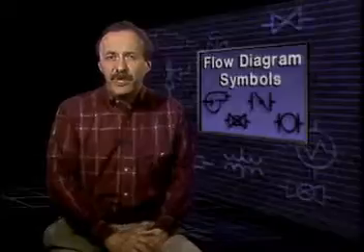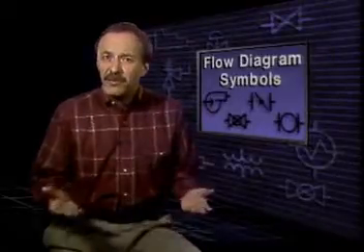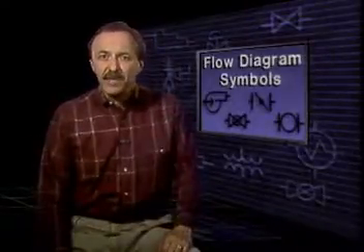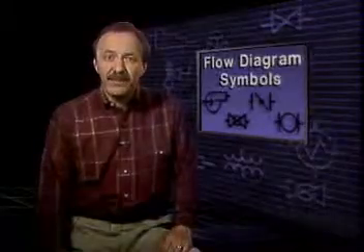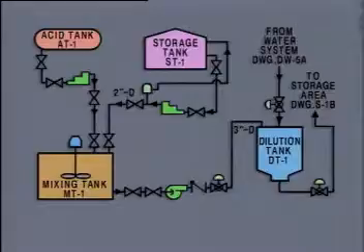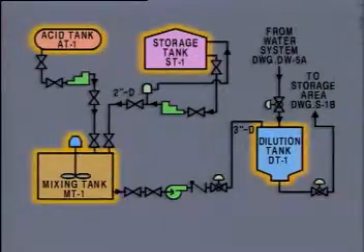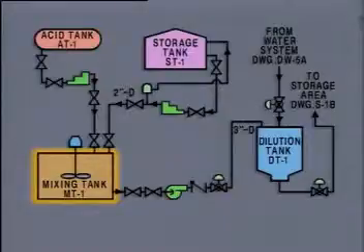A good way to start reading any type of diagram is to become familiar with the symbols on it. So we'll take a look at some common process flow diagram symbols and the equipment they represent. This is a flow diagram for a mixing and dilution system. These symbols all represent tanks. The symbol for a mixing tank includes a motor and mixer blades.